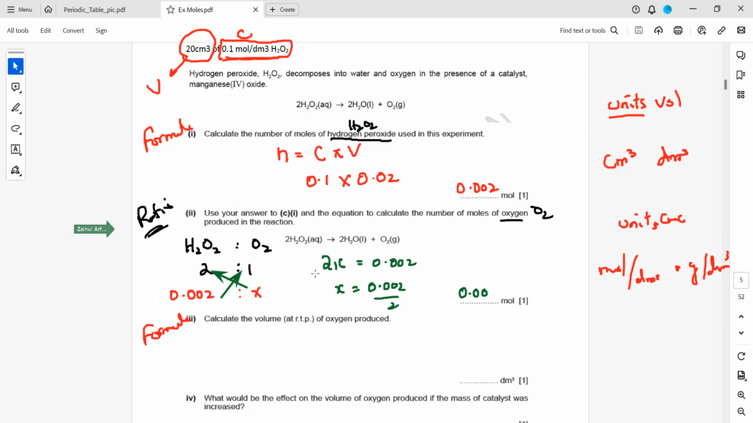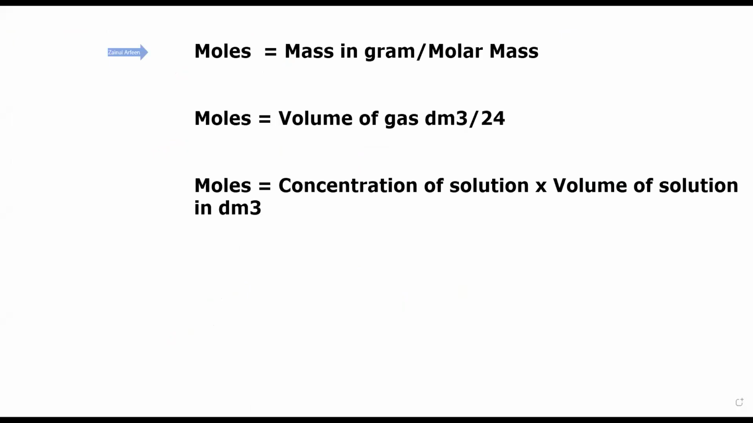What is the meaning of RTP? RTP means room temperature and pressure. Room temperature means 25 degrees centigrade and pressure is 1 atm. Calculate the volume at RTP of oxygen. Oxygen is a gas, so we need the volume of a gas. Which formula should we use if we need the volume of the gas? The first, second, or third? Which formula should I use to get the volume of the gas? Second. So I'll use the second formula.